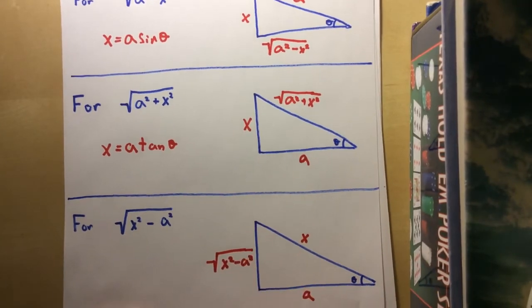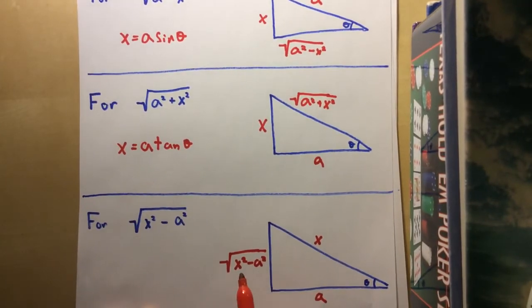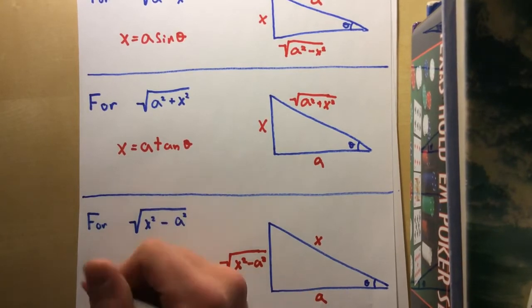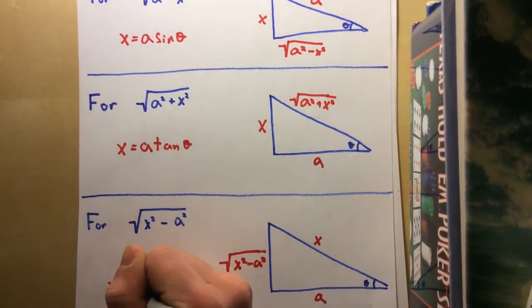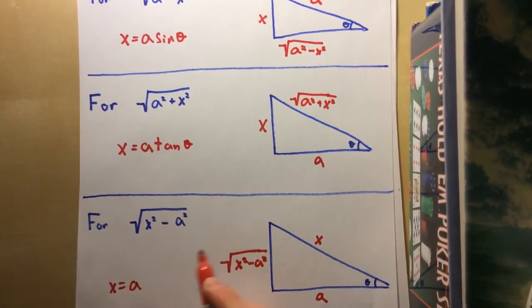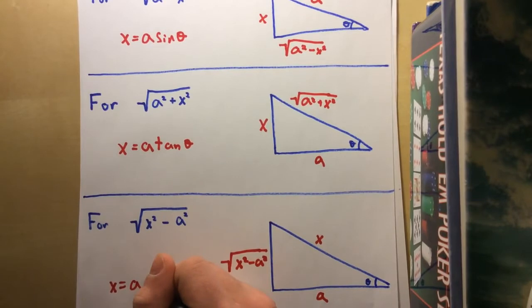And once again, if we don't want to use this square root, well, the cosine of theta is going to be a over x. So if we solve for x, we get that x is equal to a times 1 over cosine, which is secant theta.